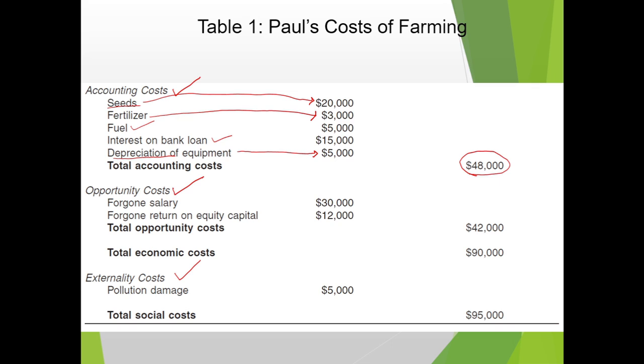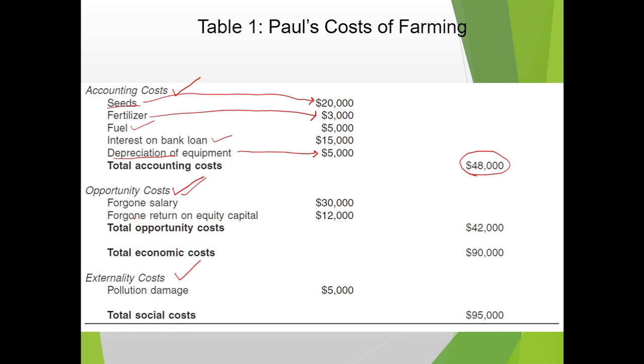So this is all the money that he has paid in order to do farming, along with the money that he has paid as interest on the bank loan, and he has also taken into consideration the depreciation on his equipment. So that is your total accounting cost. Now let's come to the second cost, which is the opportunity cost.